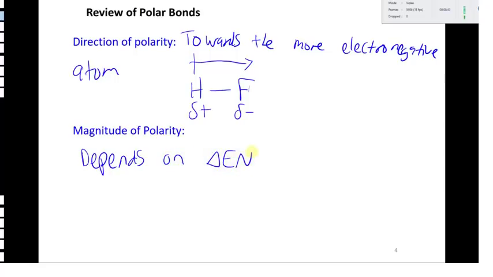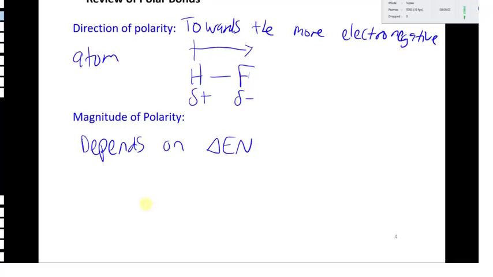Now, mostly in this section, when we talk about polar molecules, we're going to make the gross classification of is it polar or nonpolar, and not necessarily try to rank things like we did for individual bonds, but that might come up sometimes as well. The magnitude of polarity for an individual bond is determined by the difference in electronegativity for the atoms.